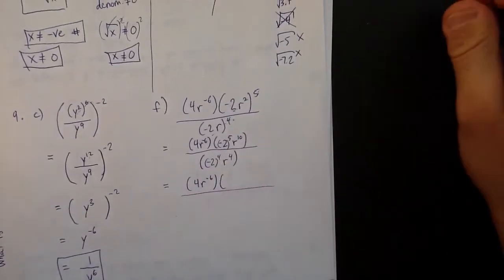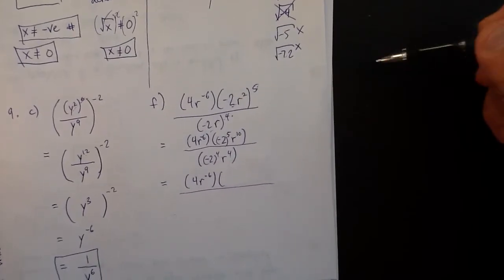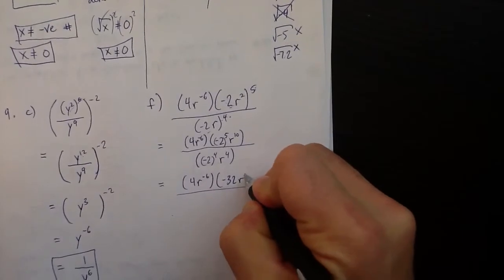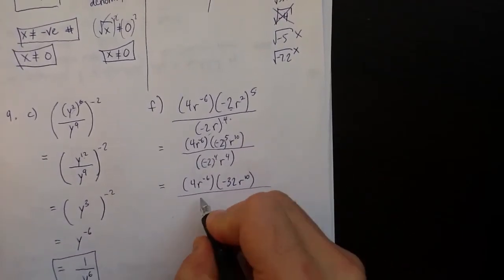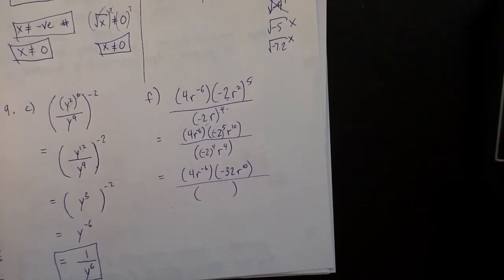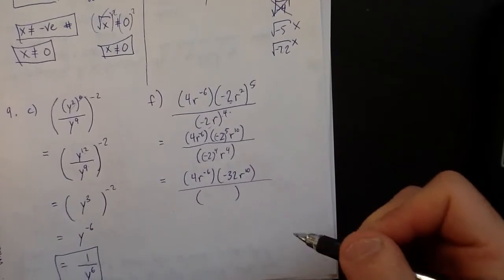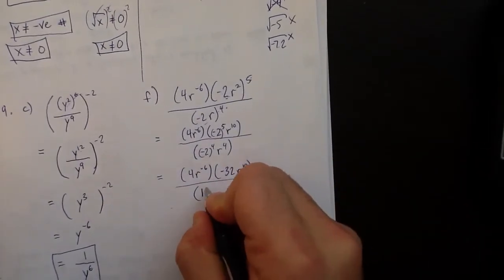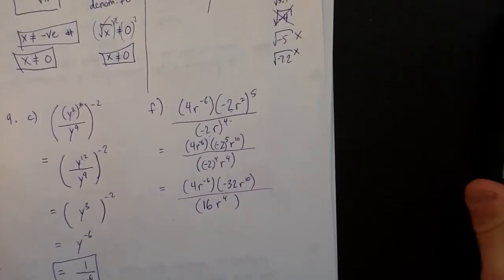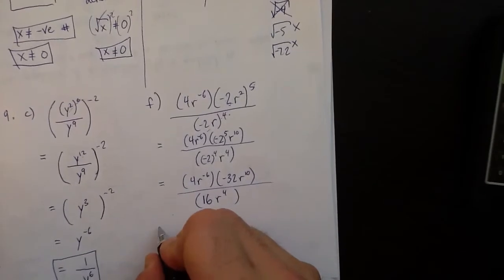-2 to the power of 5 means -2 times itself 5 times. -2 times -2 times -2 times -2 times -2 is -32. r to the power of 10. And this is all over -2 to the power of 4, which is -2 times itself 4 times. So negative 2 times negative 2 times negative 2 times negative 2 is positive 16 r to the power of 4. Okay? And continuing this, now I can start doing my multiplication.